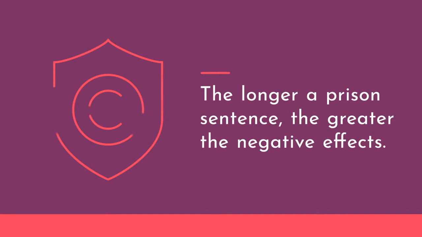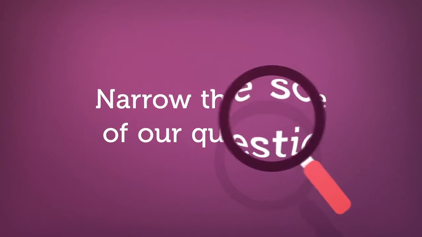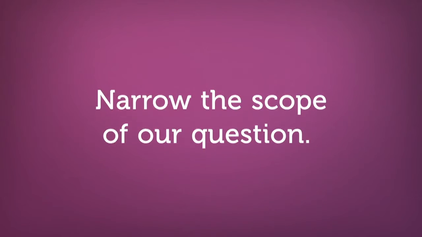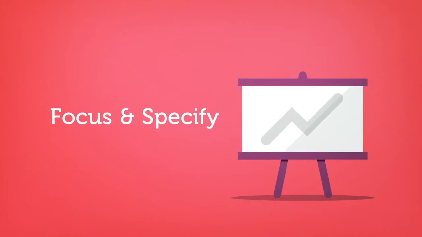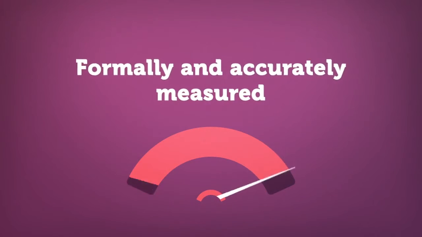To begin the research process, we must narrow the scope of our question through the essential first steps in the research process. The first steps are important because they require one to focus and specify the research problem in a way that it can be formally and accurately measured.